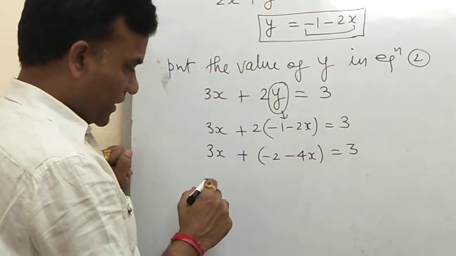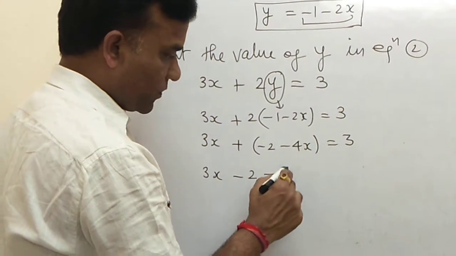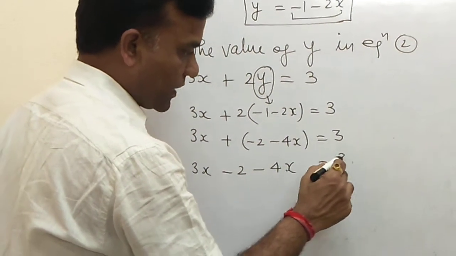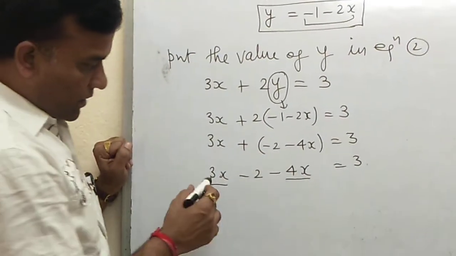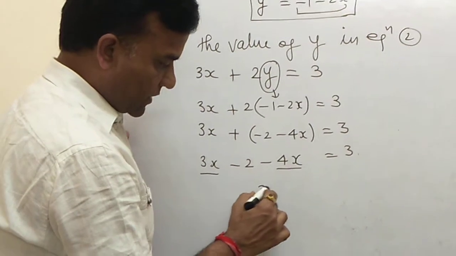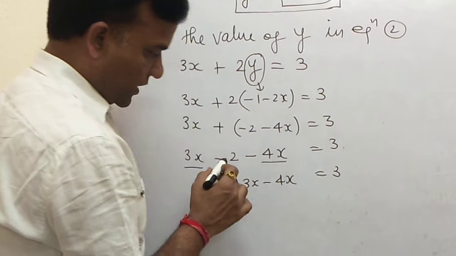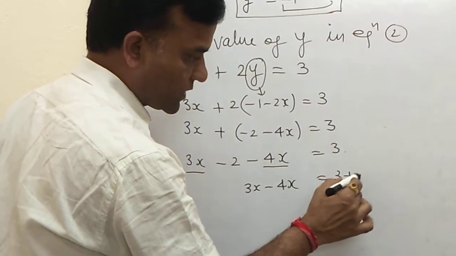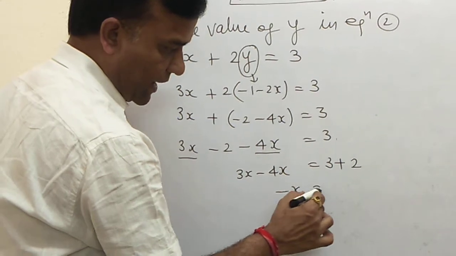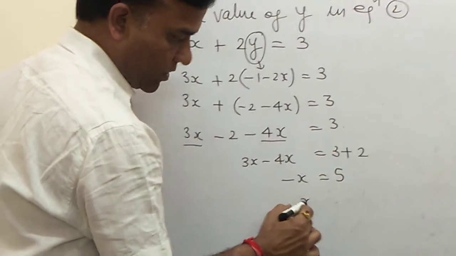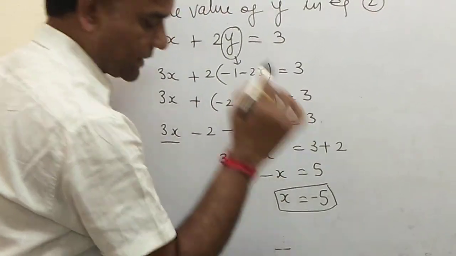Okay, so open the bracket now. Here we have plus minus minus 2 minus 4x and equal to 3. There again we have two values as x. So separate out the like terms first: 3x minus 4x, and the minus 2 goes to the other side, so plus 2. 3x minus 4x is minus x, and here we have 5, so x is equal to minus 5. You got the first value of x.